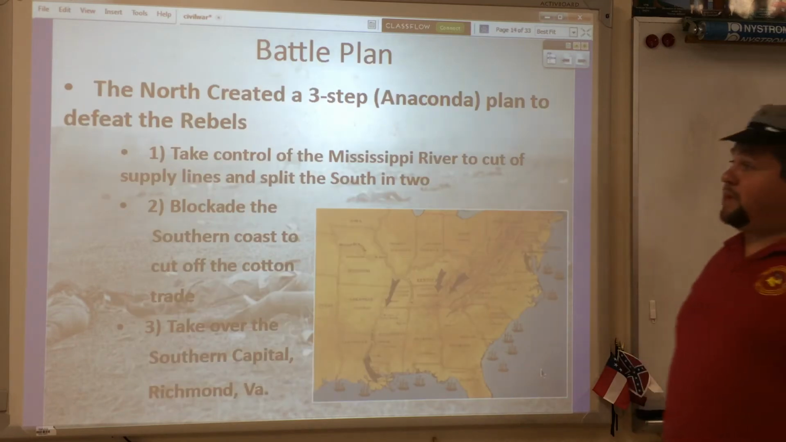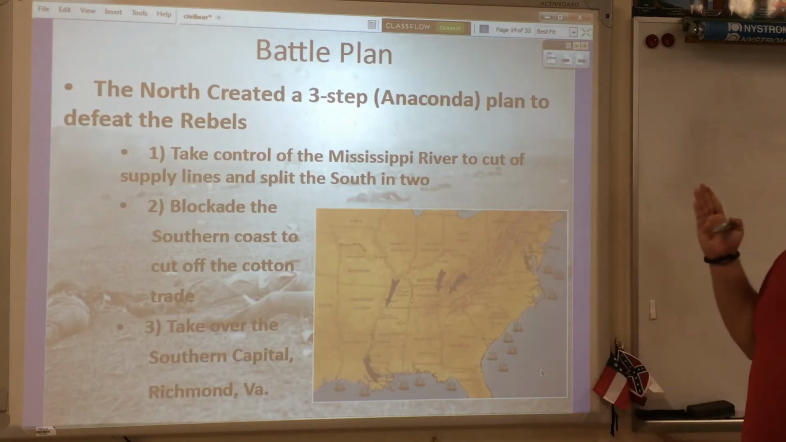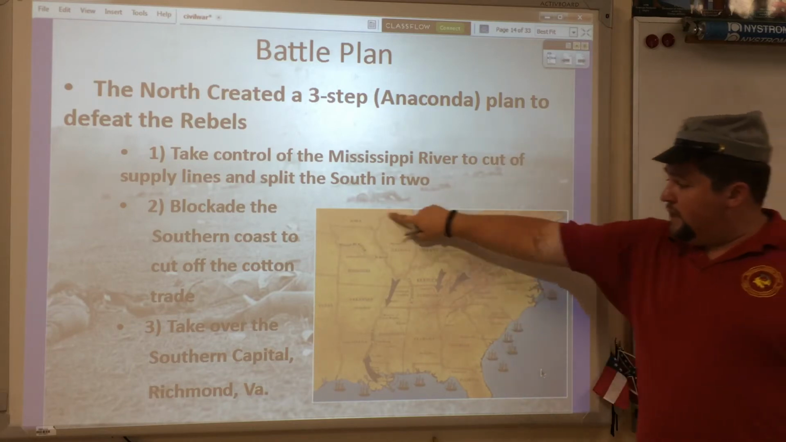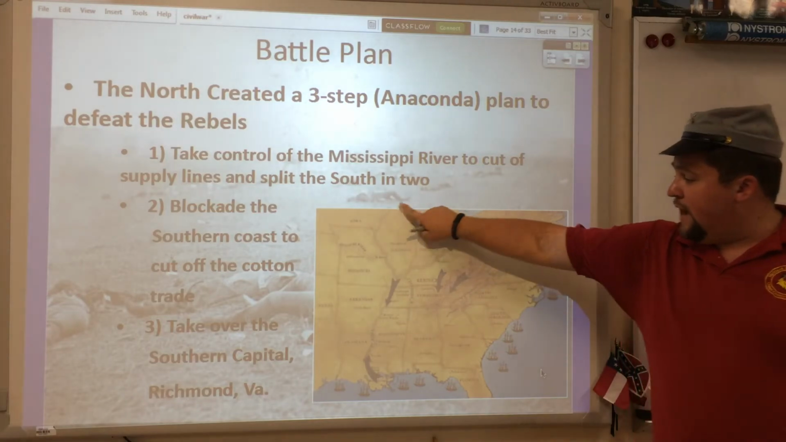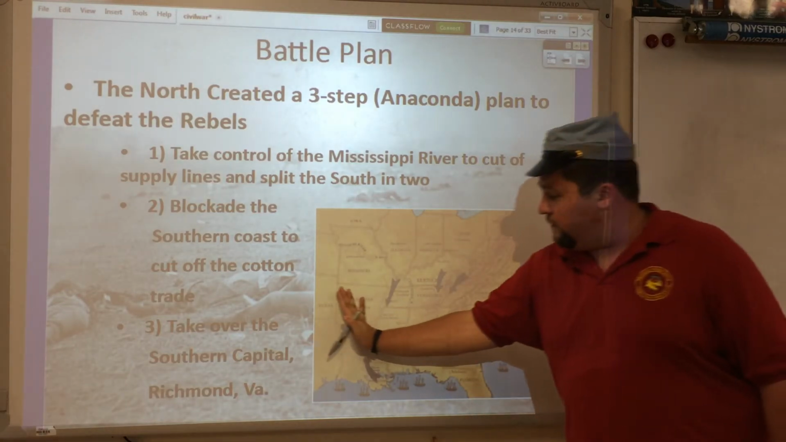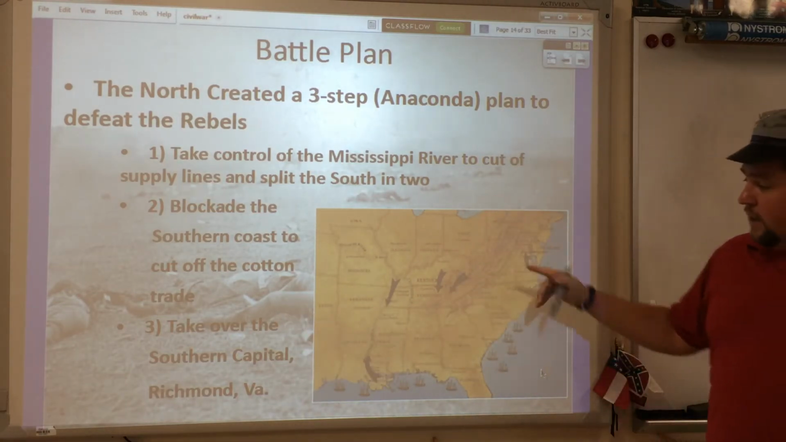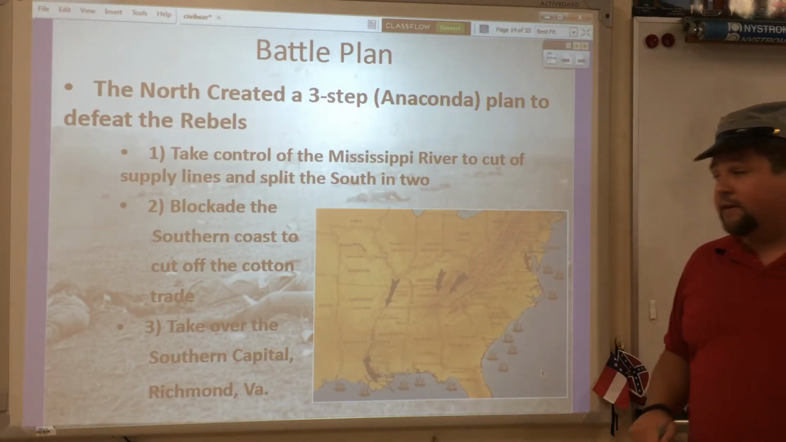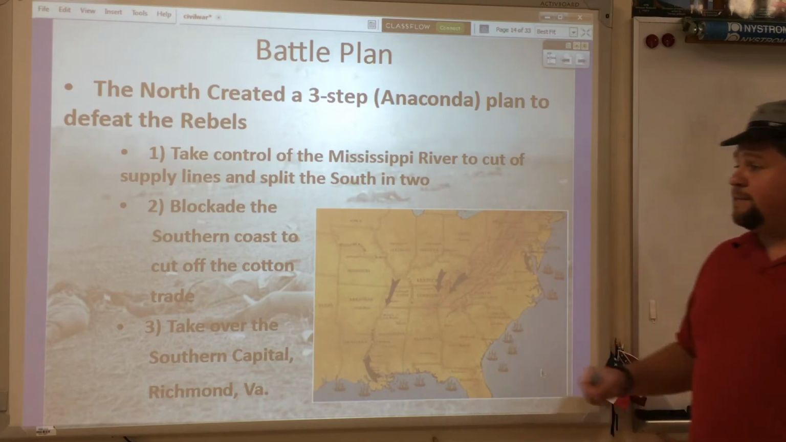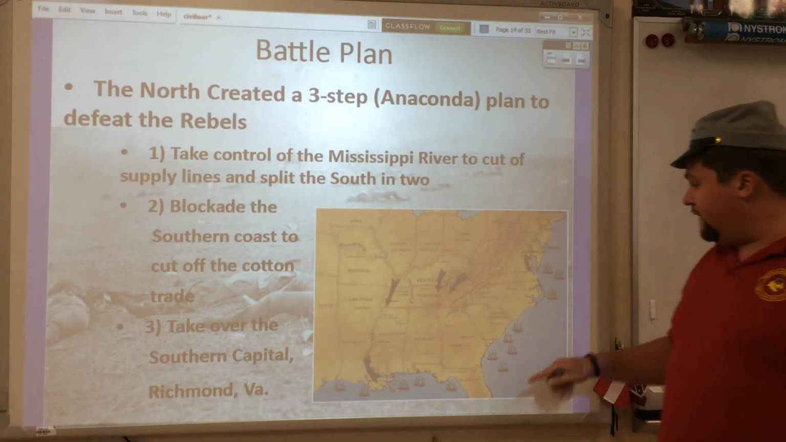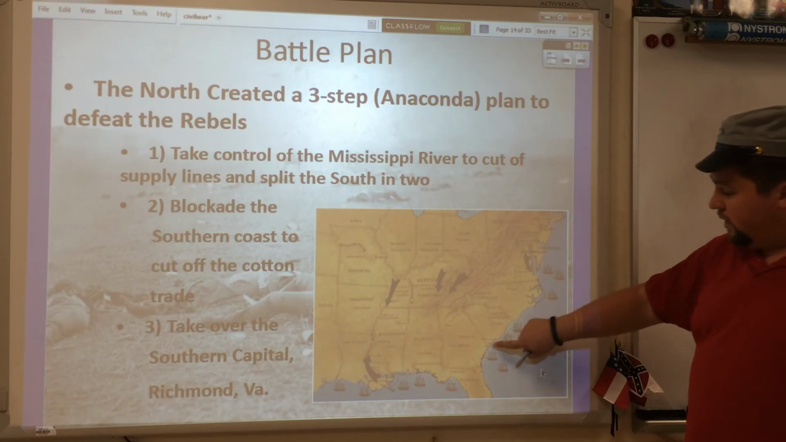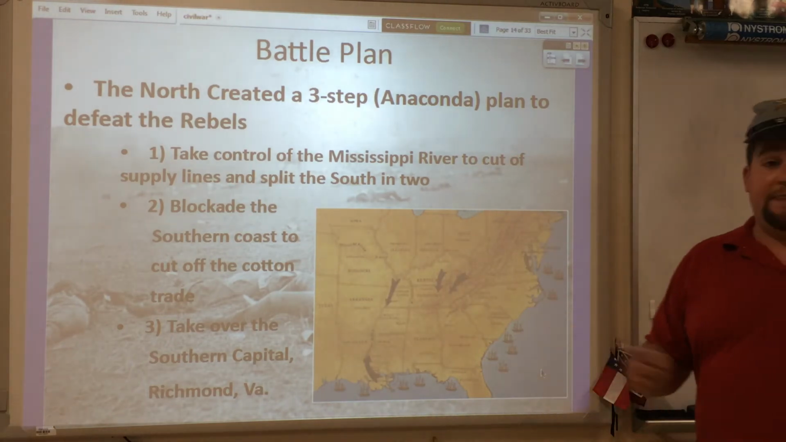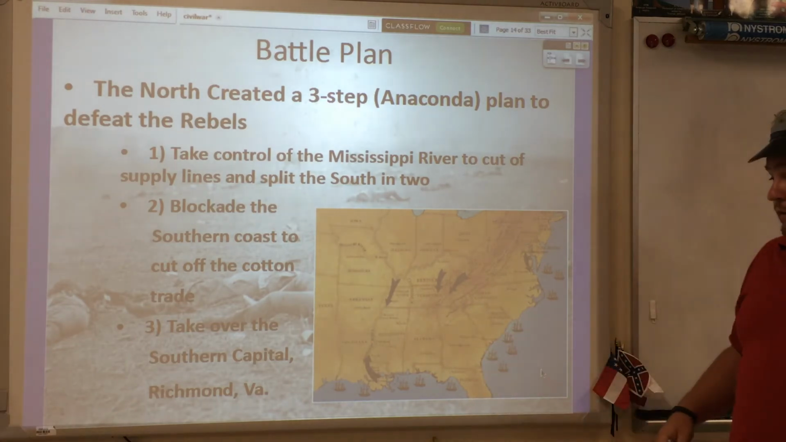Okay, so the battle plan. The North creates a three-step plan, we also call it the Anaconda Plan, to defeat the rebels. Step 1, take control of the Mississippi River. If you do that, you're going to split the Confederacy in two, part of it over here and part of it over here, and you're also going to cut off their supply lines, right? They depend on this river, especially because they don't have a lot of railroads. The next step was to blockade the southern coast and cut off the cotton trade. Anytime there's a port in the South, we take our Union ships and blockade the port, preventing them from trading back and forth, okay?